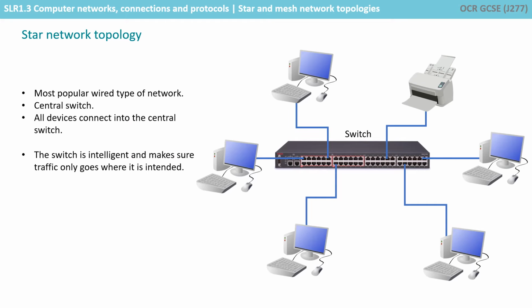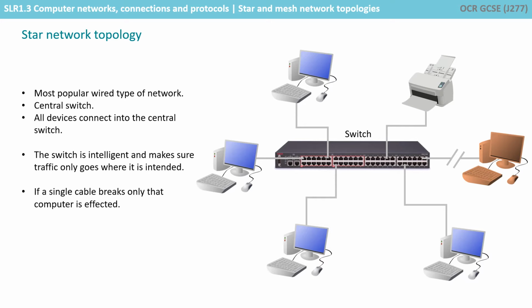The star network is by far the most popular type of network today. Here the idea is that you have a central switch and all the computers connect into that single central switch. One of the advantages here is that if you get a break in one of the connections, then only the computer that's connected to the switch will be affected.